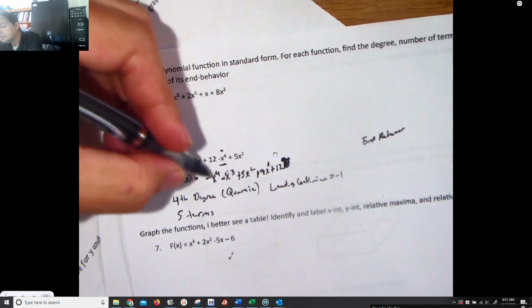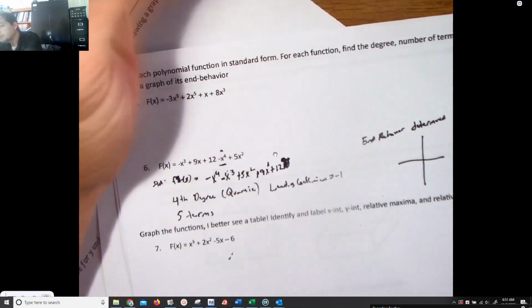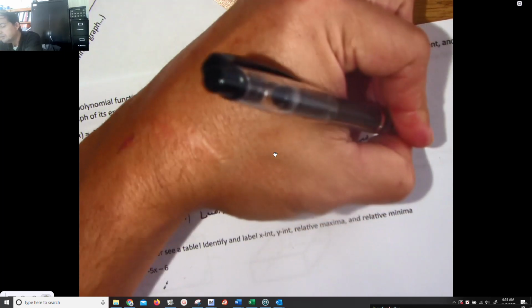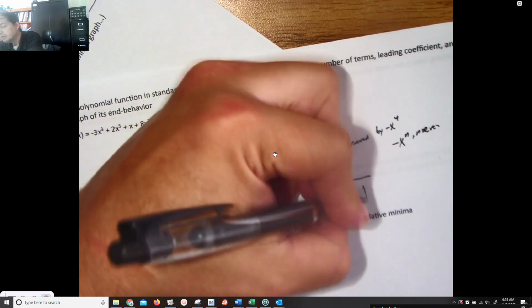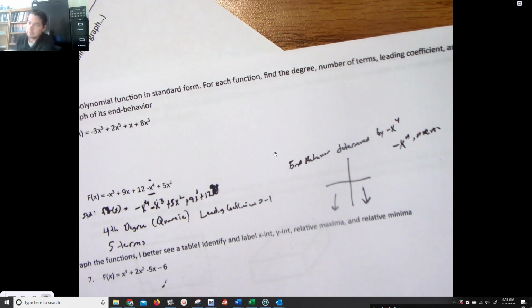The end behavior is determined by negative x to the 4th. If you just go look at your notes, you'll see that for negative x to the n with n even, it'll tell you it starts low, ends low. That's what it does, I swear.